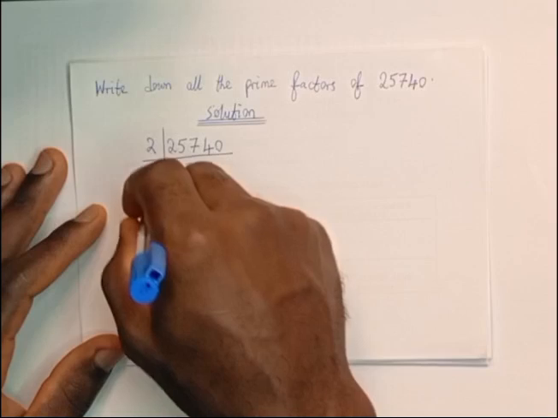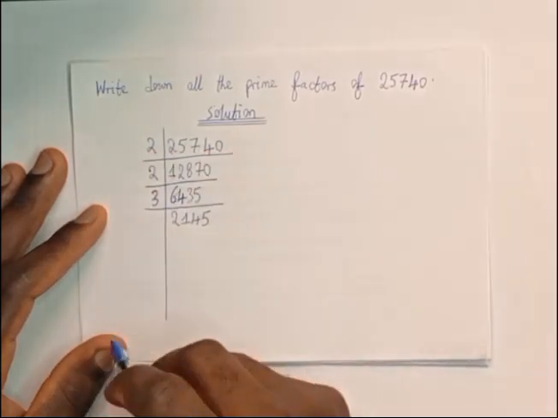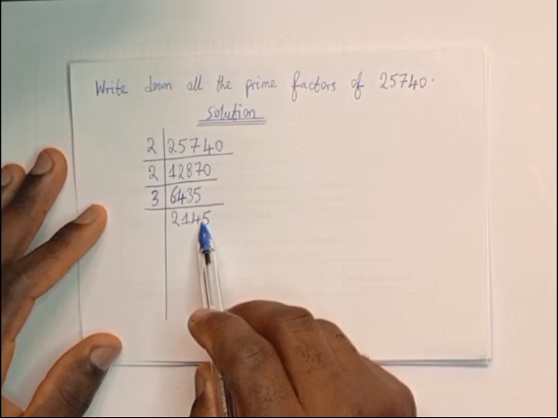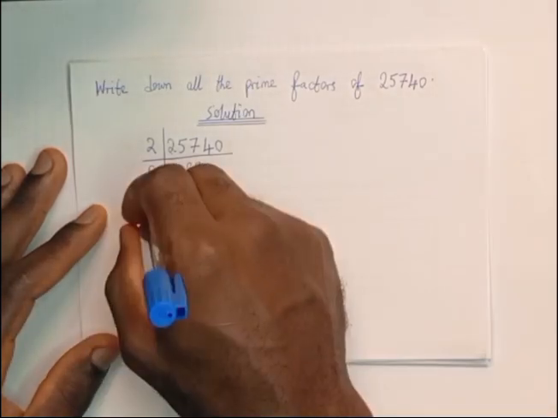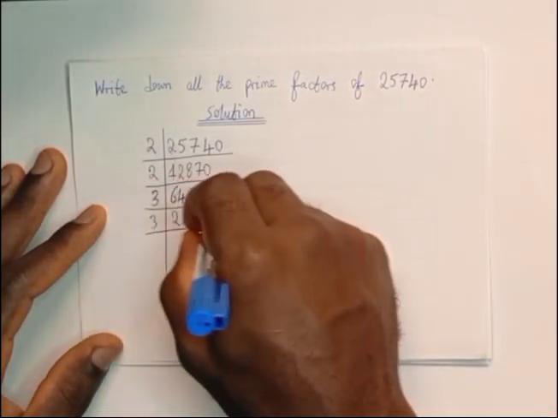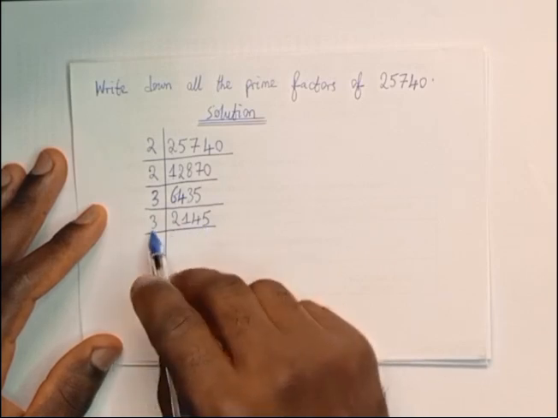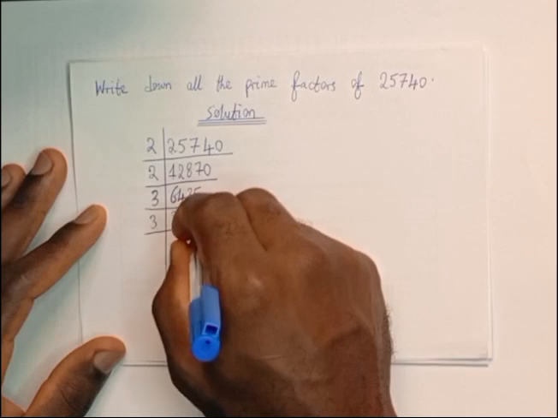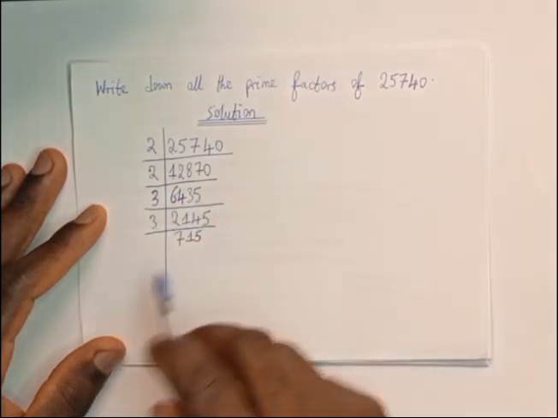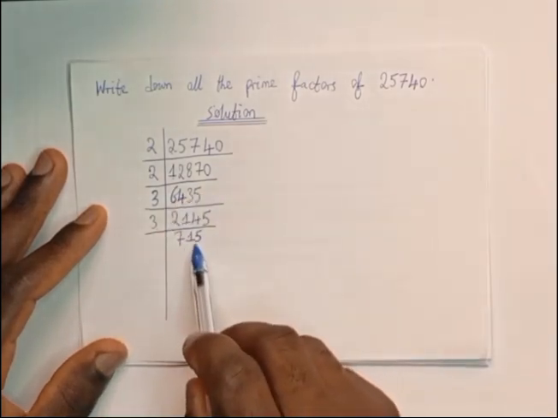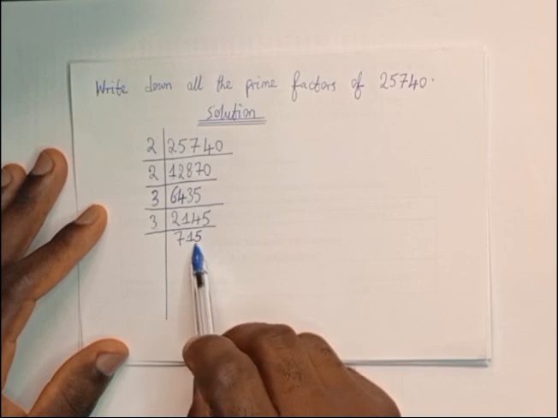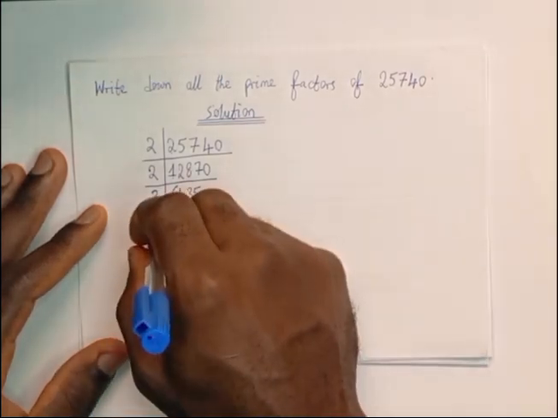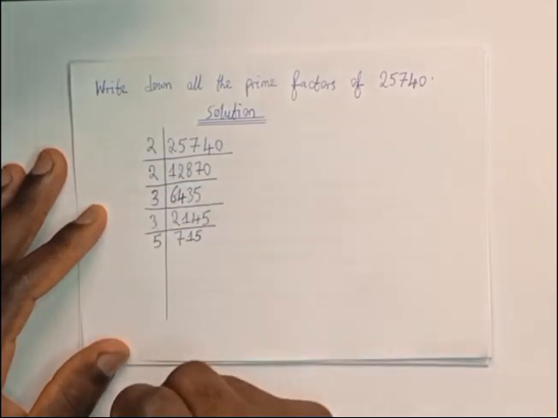2,145. Separate them. The number 2,145 is still a multiple of 3. That means it is divisible by 3. We divide 2,145 by 3. It gives us 715. The number 715, the last digit of this number is a 5. That means this number is a multiple of 5, which means it is divisible by 5. And 5 is a prime number.